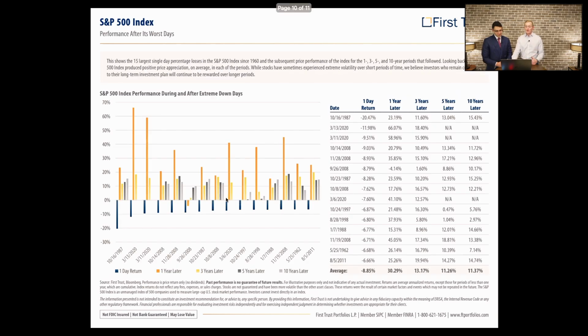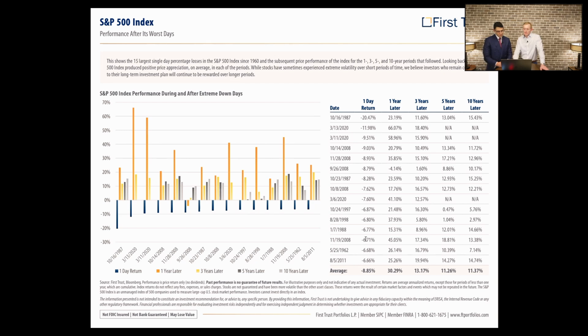And here's one of the reasons why, to Jay's point, he mentioned you don't want to go to cash and then try to time getting back in. Most people do that unsuccessfully. What this chart is showing is the performance after the S&P 500's worst days in the market. And this is ordered, the worst day ever was back in 87, all the way down. They've obviously ranked the top worst days.